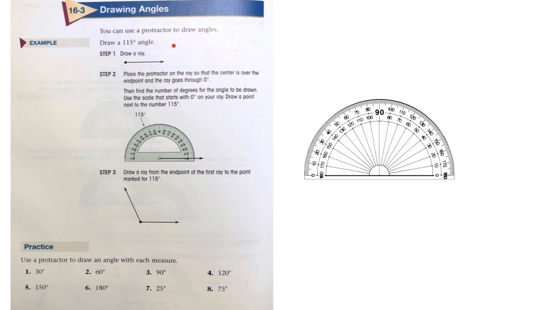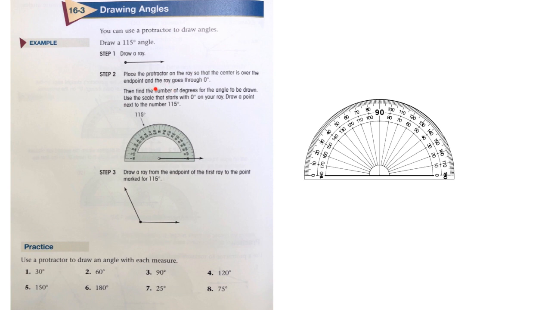Step 1, draw a ray. Step 2, place a protractor on the ray so that the center is over the endpoint and the ray goes through 0 degrees. Then find the number of degrees for the angle to be drawn. Use the scale that starts with 0 degrees on your ray. Draw a point next to the number 115.